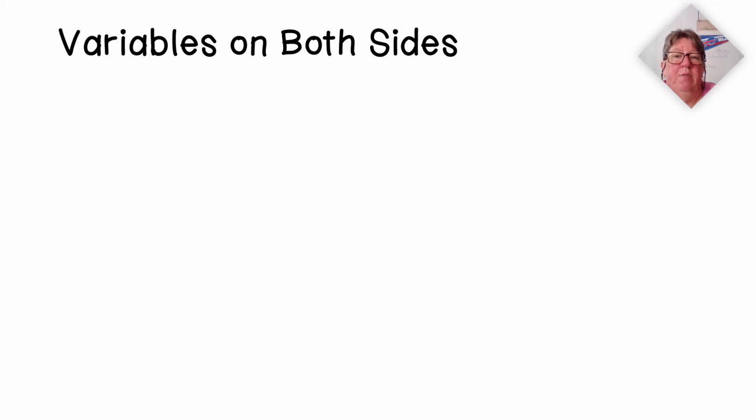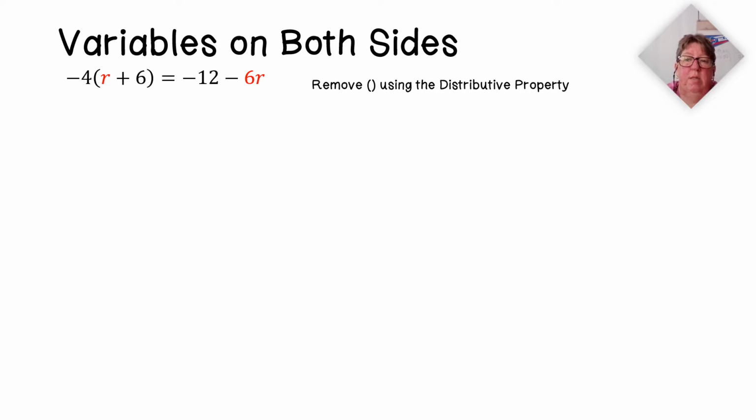Okay, so when we have variables on both sides of the equal sign, what do we do? Here's our equation. We have -4 times the quantity r plus 6 equals -12 minus 6r. So you can clearly see that we have an r on the left side and an r on the right side. So what are we going to do? Well, first, we're going to remove parentheses using the distributive property. When we distribute the -4 to both the r and the 6, we have -4r minus 24 is equal to -12 minus 6r.